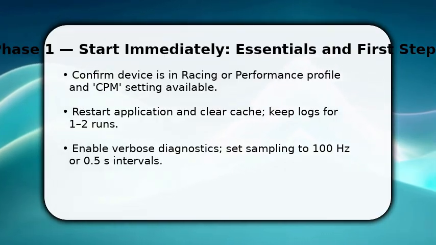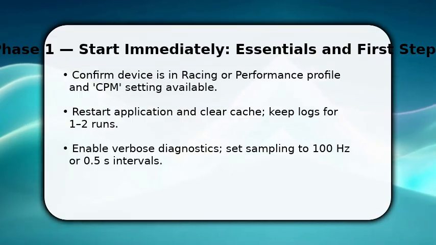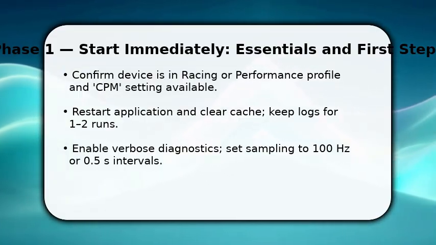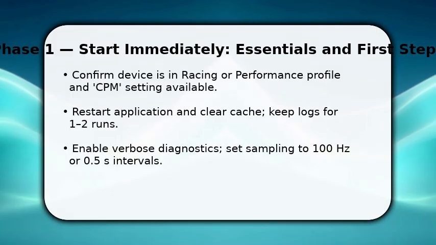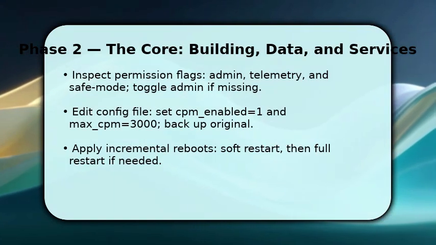or a 0.5-second interval gives reliable traces. Make sure to save logs for 1 to 2 runs, because those traces let you pin down the root cause quickly. You now dive into permissions and config.